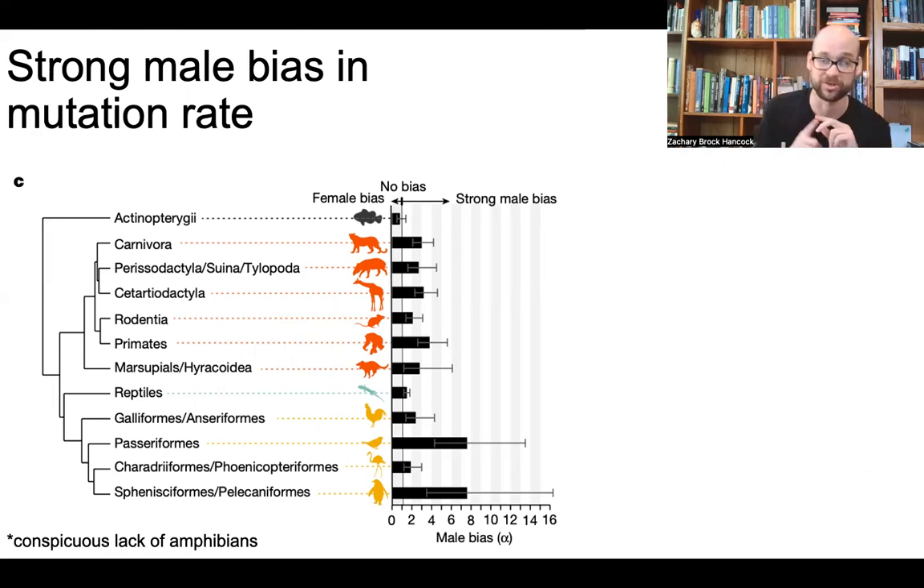Notice here that there's a conspicuous lack of amphibians. There's a few reasons for this. One, it's very difficult to do trios in amphibians. Two, amphibians have gigantic genomes, so just getting the sequence data for amphibians is much, much harder than for most of the rest of vertebrates. However, it's important to note that amphibians reproduce a lot like fish, and that females produce lots and lots and lots of eggs, right? We're going to talk about why that matters in just a moment.